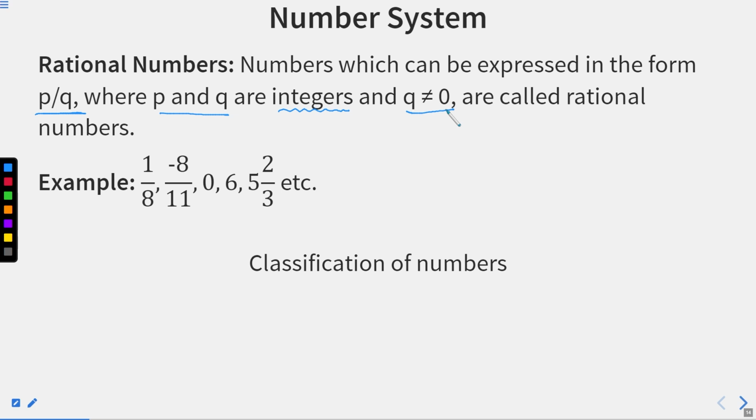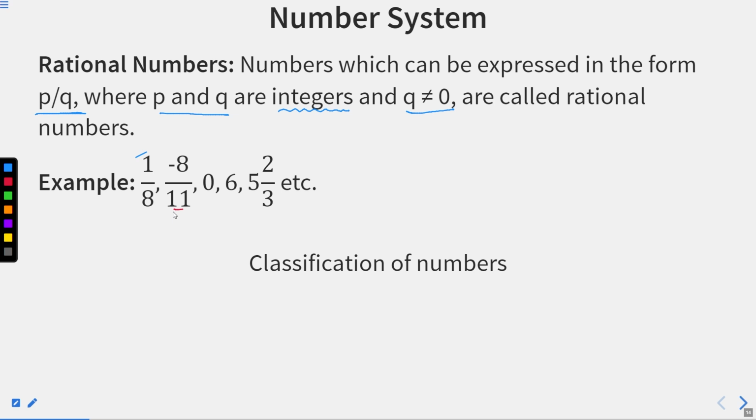Such numbers are called rational numbers. Let me give you a quick example. 1 upon 8. 1 is an integer, 8 is an integer. So that means the number 1 upon 8 is going to be a rational number. Correct? Next, minus 8 upon 11. Minus 8 is an integer, 11 is an integer. So it is going to be a rational number.